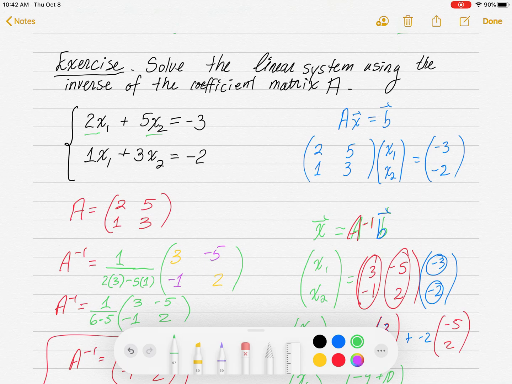You can go back and check that out in the original equation. Let's see. If I plug in 1 here for x1 and -1 here for x2, yeah, that's going to give me -3. I plug in 1 here for x1 and -1 here for x2.